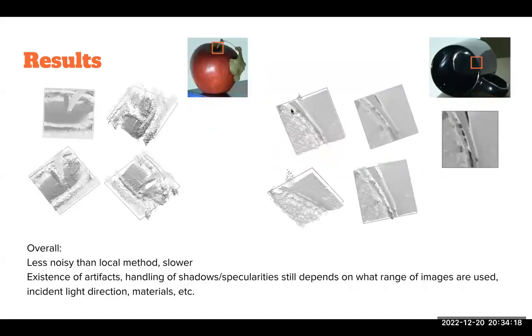Overall, the global method is definitely less noisy than the local method, but it's also a lot slower. It gives okay results for non-Lambertian objects, so it's a little better than photometric stereo in certain scenes, but it still suffers a lot of the same problems, such as not really being able to handle shadows or specularities. It's also pretty volatile, because it's highly dependent on a lot of other things like incident light direction, light distances, etc.